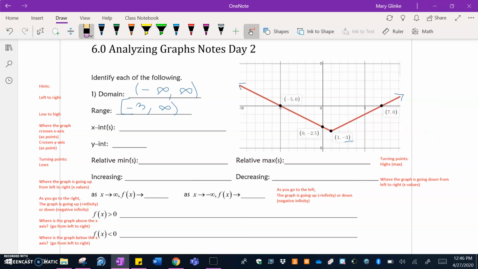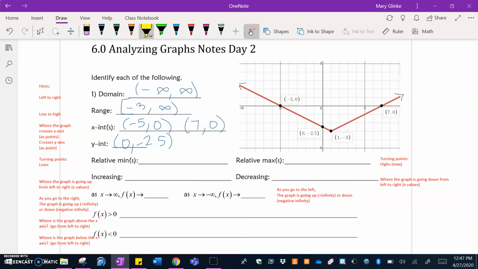For your x-intercepts, you're going to look at where your graph crosses the x-axis. It happens twice, once at -5 and once at 7. So I'm going to write these as points, (-5, 0) and (7, 0). My y-intercept is where my graph crosses my y-axis, so I can look at that and I can see it's (0, -2.5). And again, I'm writing that as my point.